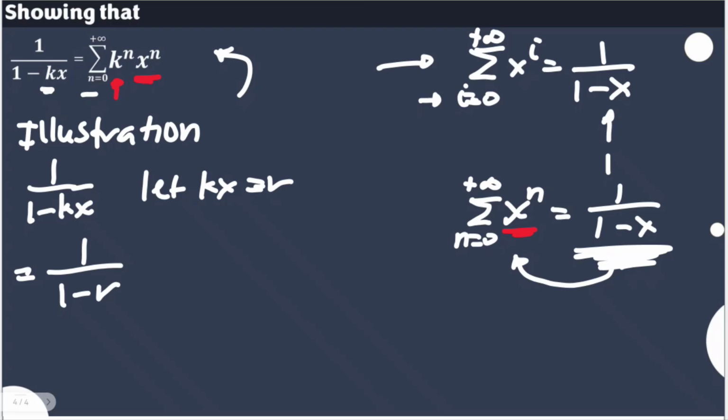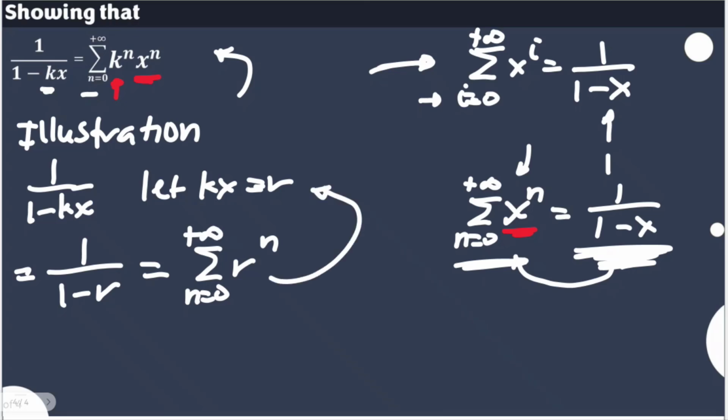The reason why I presented the previous video, and in the previous video I also made some claims that the identity would be used to prove other identities, is that is why we have this one here. Once we achieve 1 over 1 minus r, this is equivalent to this notation, but instead of x here, it will be r. So you have here the summation of r to the power of n, as n starts from 0 to positive infinity. And what is r again?